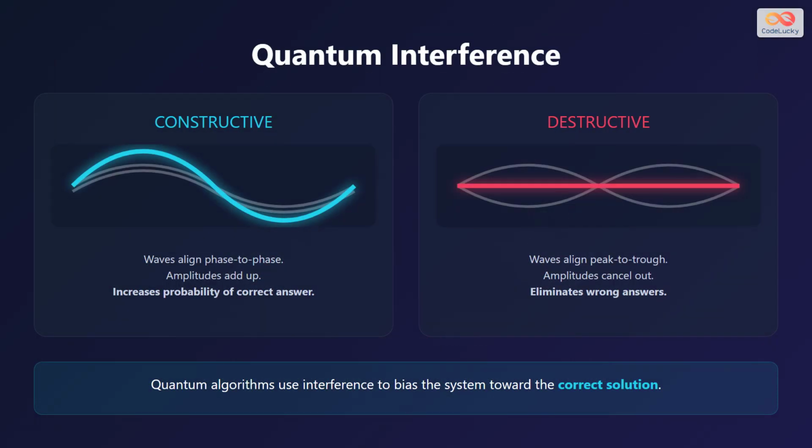So if a quantum computer holds all possibilities at once, how do we get the single right answer? We use interference. Just like ripples in a pond, quantum waves can combine. Constructive interference amplifies the waves, increasing the probability of the correct answer. Destructive interference cancels out the waves, eliminating the wrong answers. A good quantum algorithm choreographs these waves to make the right solution pop out at the end.